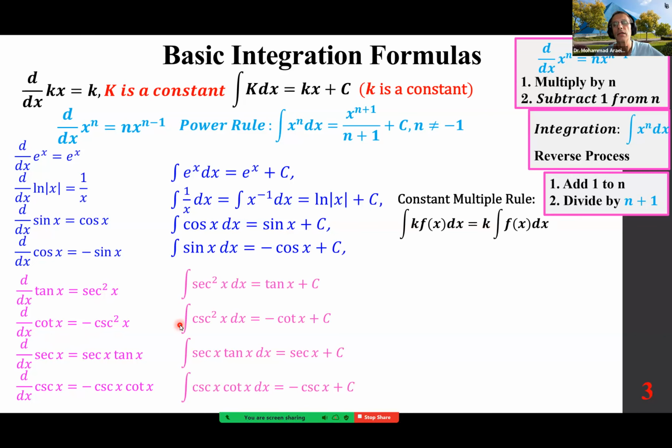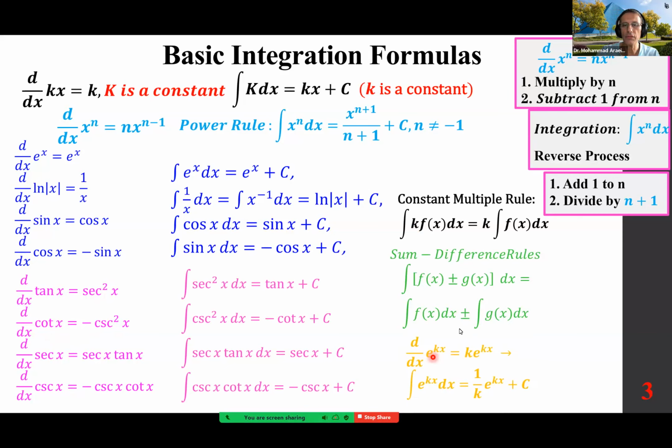In this case, just as we did with differentiation, if there is a constant in front of the function, it can come out for differentiation or integration. Same thing for a sum and difference, you do them term by term. That's the concept here. The derivative of e to the power of kx was k e to the power of kx. We multiplied by k. The integral, we divide by k. So we're going to move on from here.